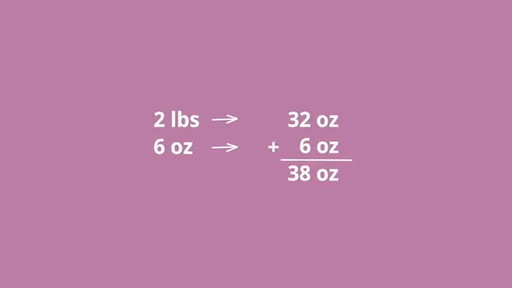Then, you have to add 32 ounces to 6 ounces to complete the conversion. Thus, 2 pounds and 6 ounces is equal to 38 ounces. This is the same answer that we got using the unit factor method.